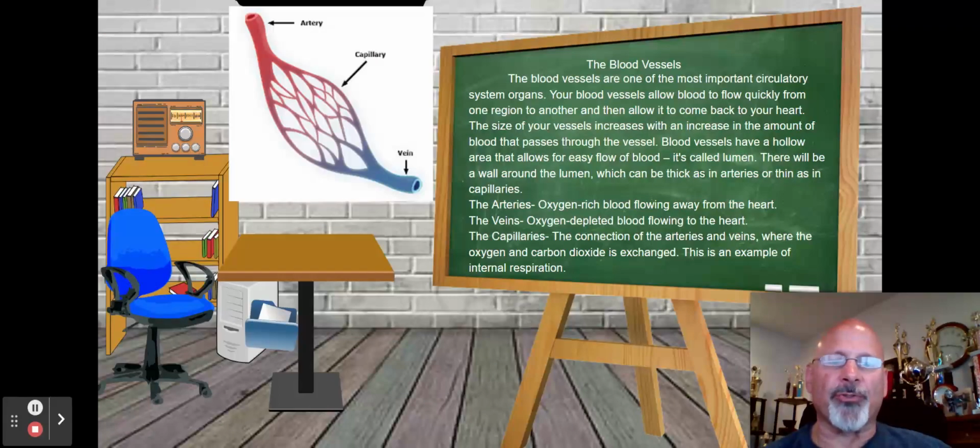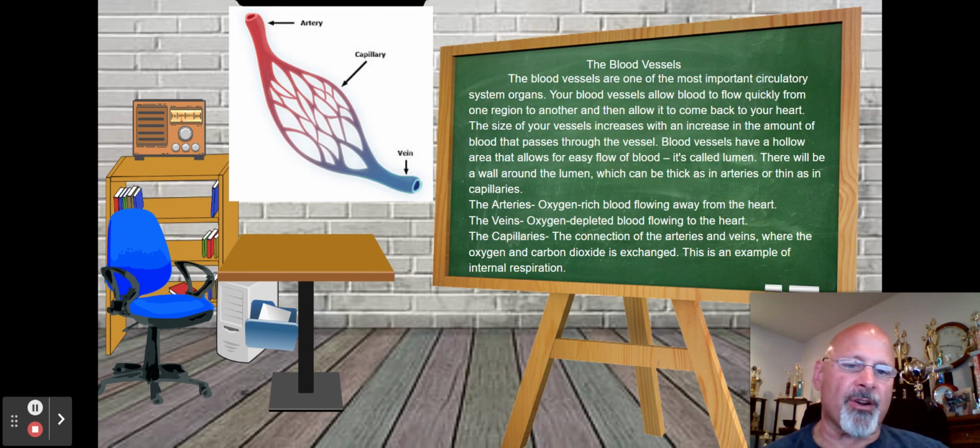The blood vessels are one of the most important circulatory system organs. Your blood vessels allow blood to flow quickly from one region to another and then allow it to come back to your heart. The size of your vessels increases with an increase in the amount of blood that passes through the vessels. Blood vessels have a hollow area that allows easy flow of the blood. It is called a lumen. There will be a wall around the lumen, which can be thick as in arteries or thin as in capillaries.